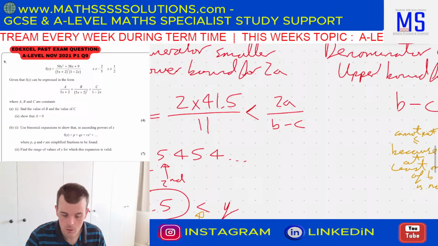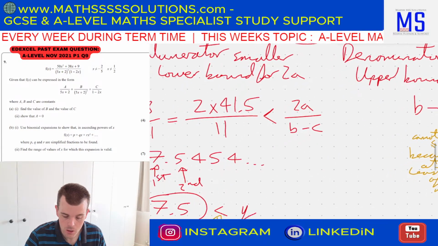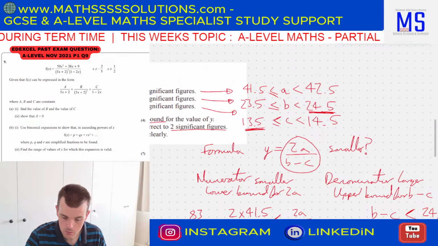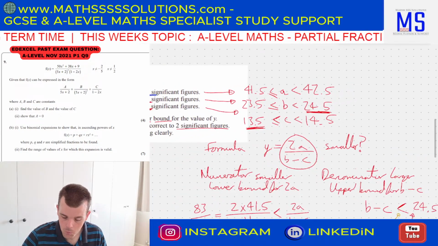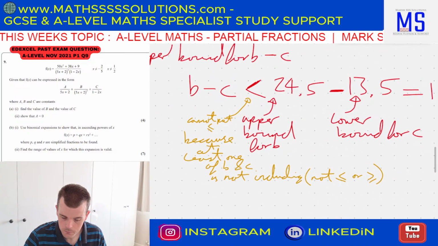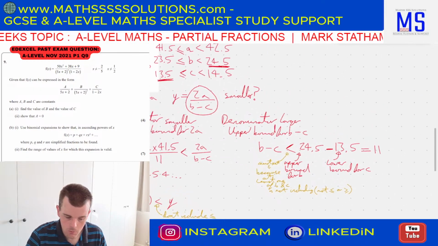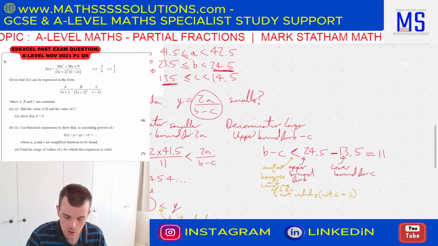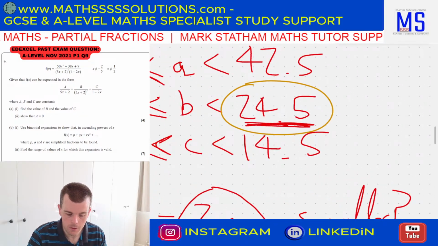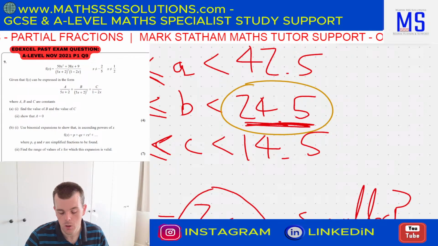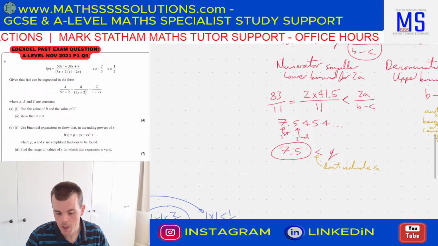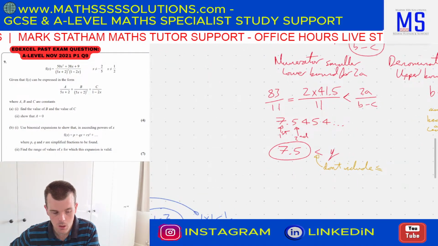And why don't you? Because we used at least one value, A, B or C, where it couldn't equal. Could A equal 41.5? Yes, so that was okay. But when we subbed in the value, was it the B or the C value? B was 24.5 that we used, and B cannot equal 24.5 there. So because one of the values it cannot equal, the final answer cannot equal that exactly. So that's a bit of a bounds question for those higher GCSE students needing that bit of help.